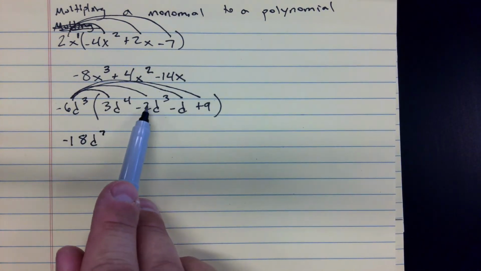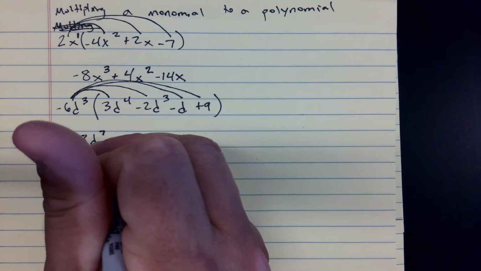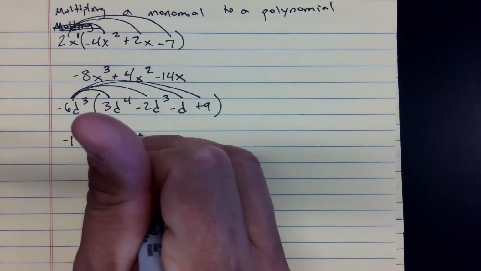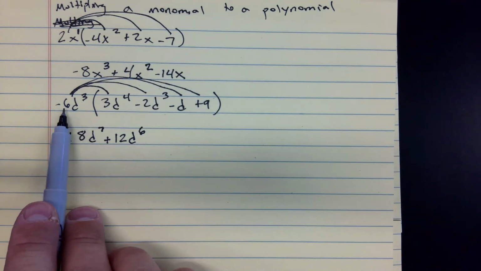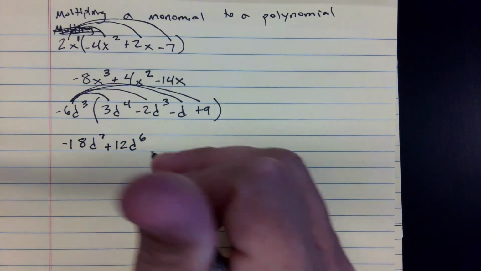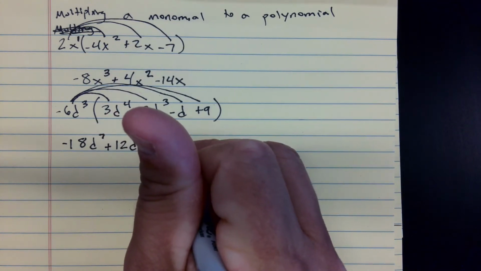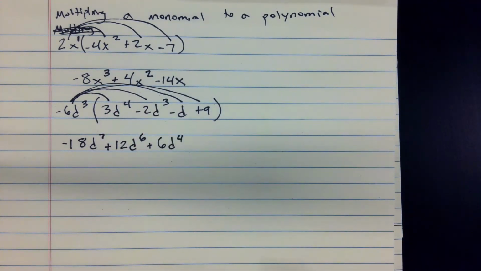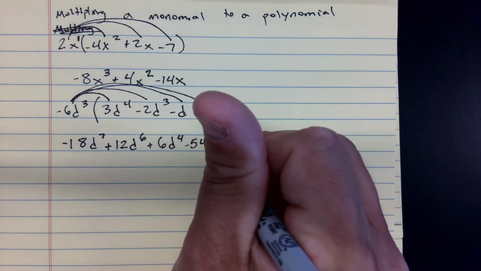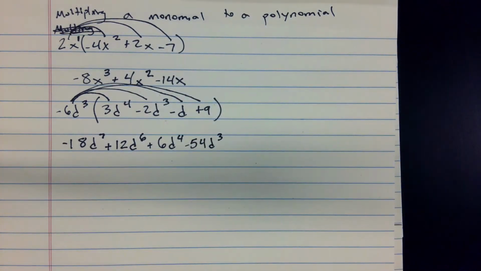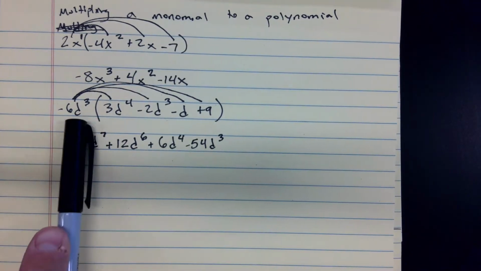Negative 6d cubed times negative 2d squared, d cubed, gives us positive 12d to the 6th. And it gets kind of confusing because you're going to want to multiply the exponents too, but it's not that. You multiply the whole numbers, you add the exponents. Then we have negative 6d cubed times negative d, which is positive 6d to the 4th. And negative 6d cubed times 9, which is negative 54d cubed, because this already has a d cubed, right? So it just comes on with it.